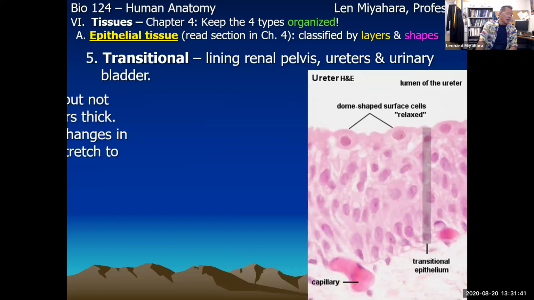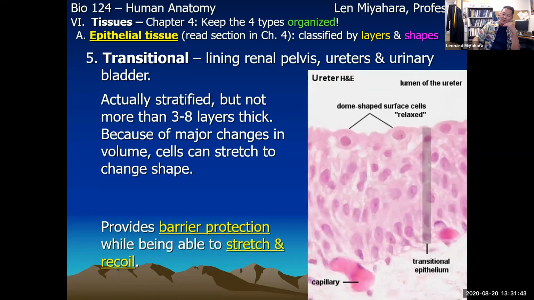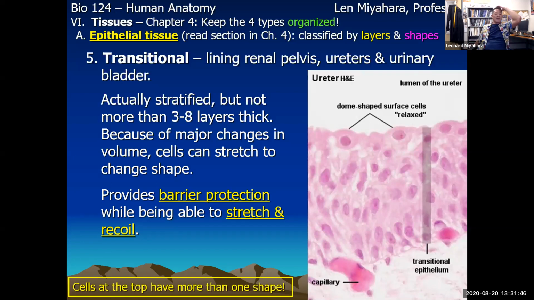All right. Transitional epithelium is next. It is actually stratified, 3 to 8 cell layers thick, and you might be tempted to give it that yellow word, stratified. But then you look at the free surface for the purple word, and you find squamous, cuboidal, and columnar. And you go, well, what do I call it? Well, then you've got to remember there is no purple word. You have multiple cell shapes at the free surface. That's down here at this bottom box.